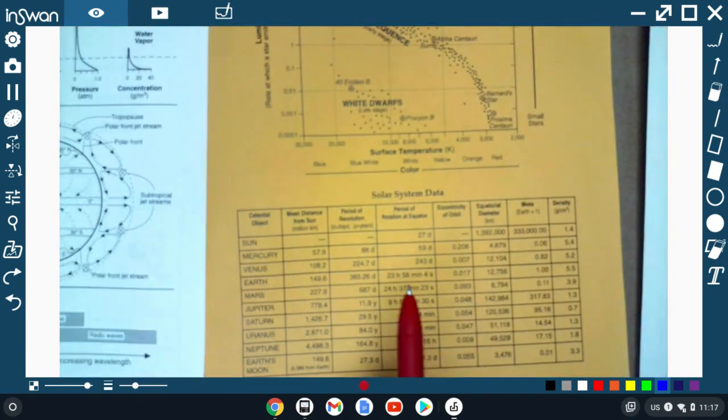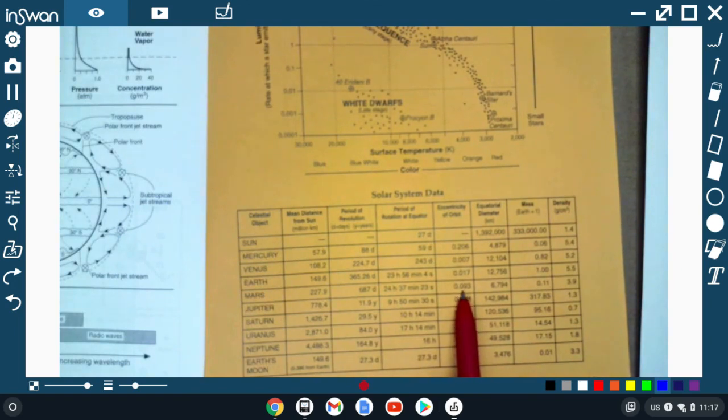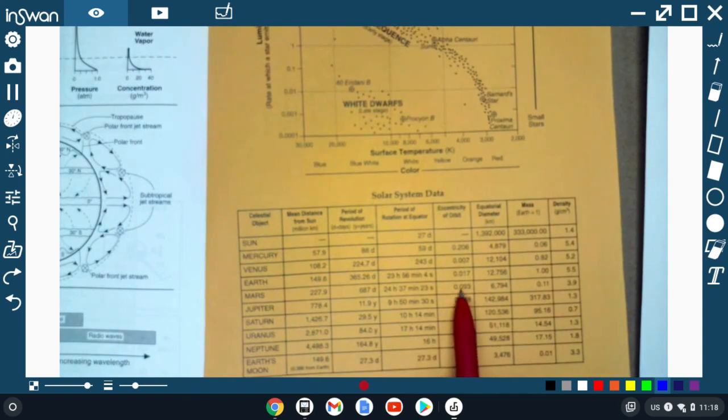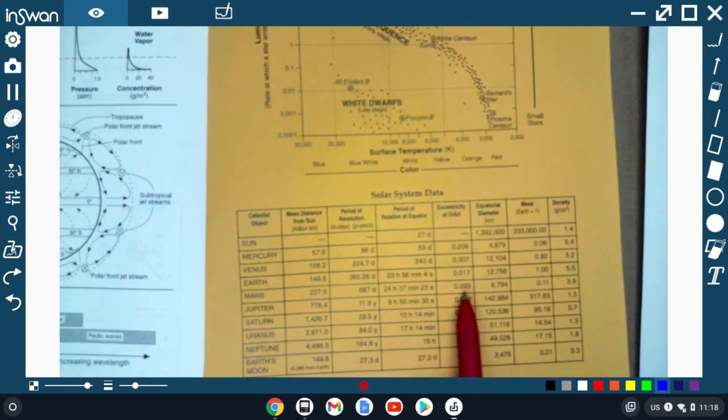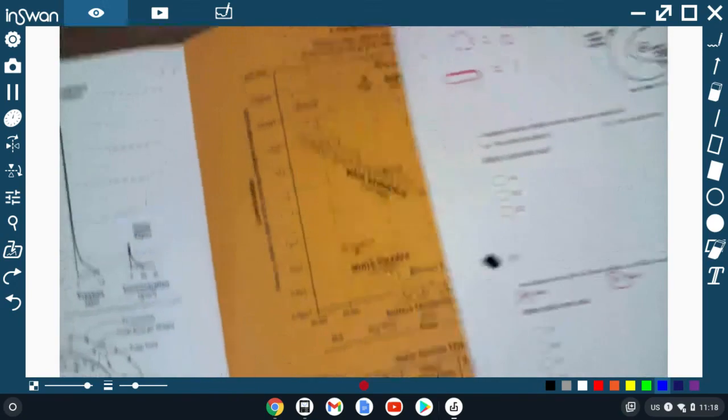So Mars. Well, we're going to go Mars and go over to our eccentricity is 0.093. We have Venus, 0.007, so it looks like Mars is still winning against Venus. And how about Saturn? Saturn is 0.054. Well, Mars is still bigger than Venus and also Saturn, so it looks like Mars is the correct answer. So 21 is B.